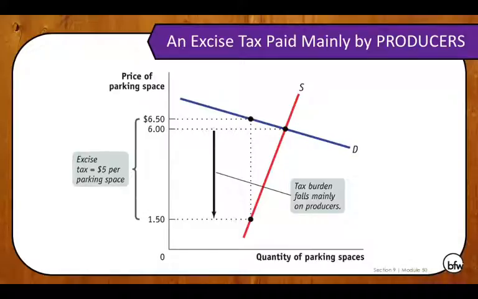So now you see here that the buyers pay $6.50 for a parking space, but sellers only receive $1.50 for each parking space. With the demand curve being relatively elastic and the supply curve being relatively inelastic, most of that tax is paid by the sellers. The buyers end up paying 50 cents of the tax, and the sellers of the parking space end up paying $4.50 of the tax.